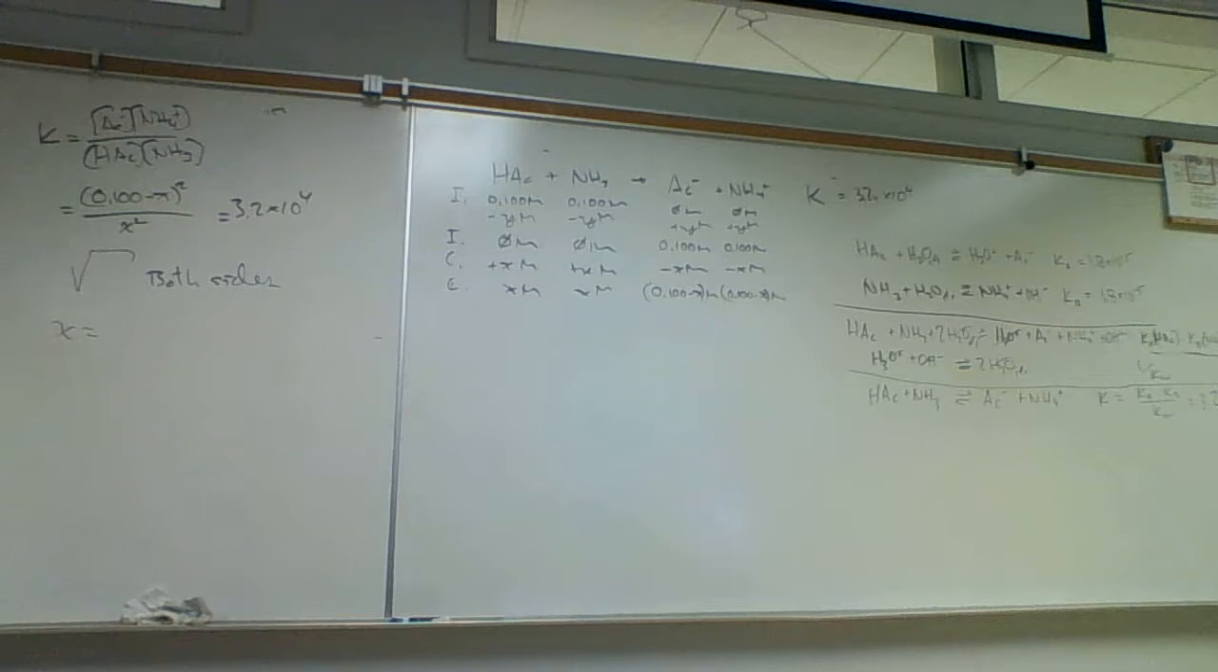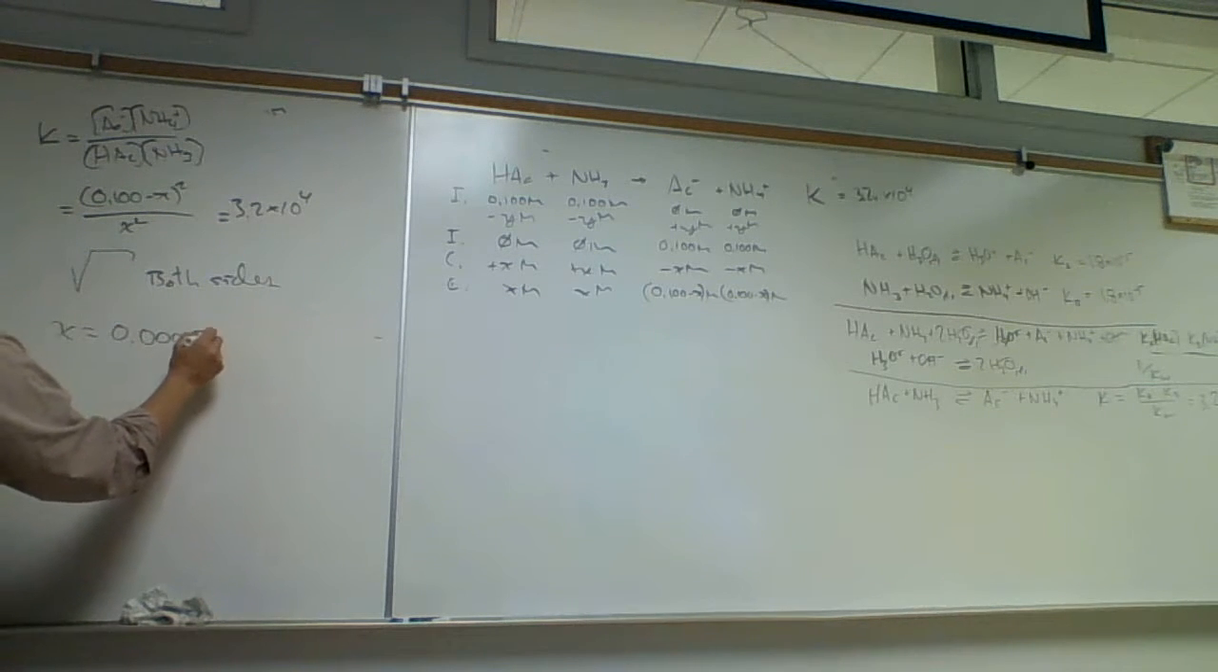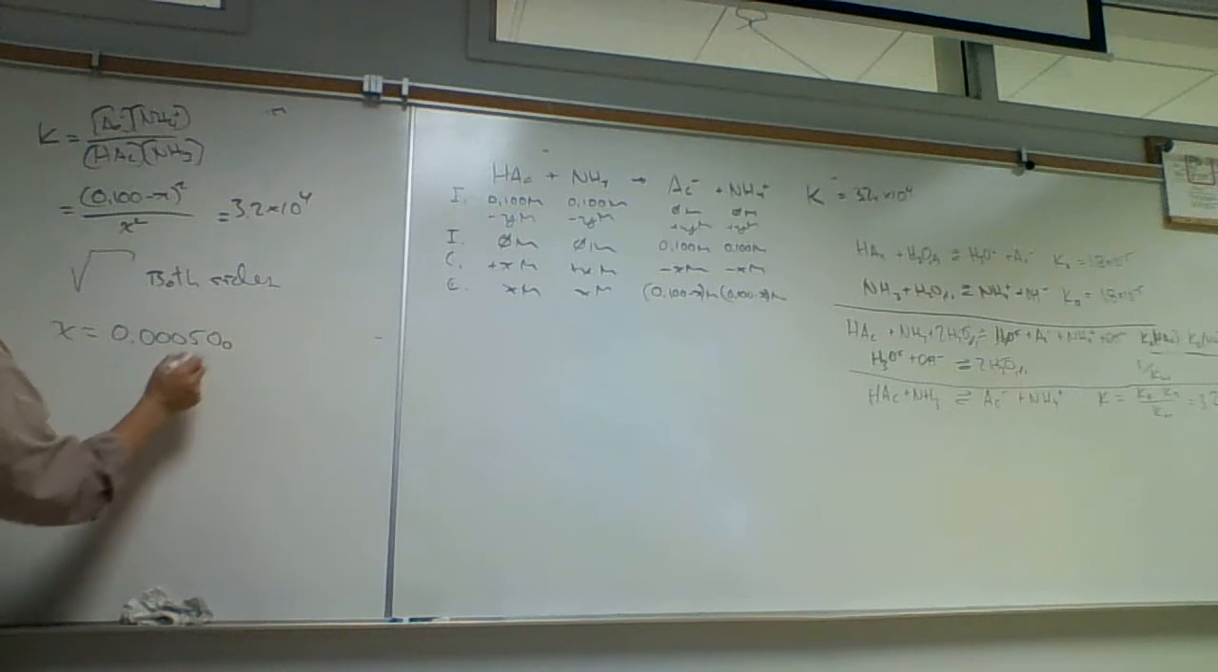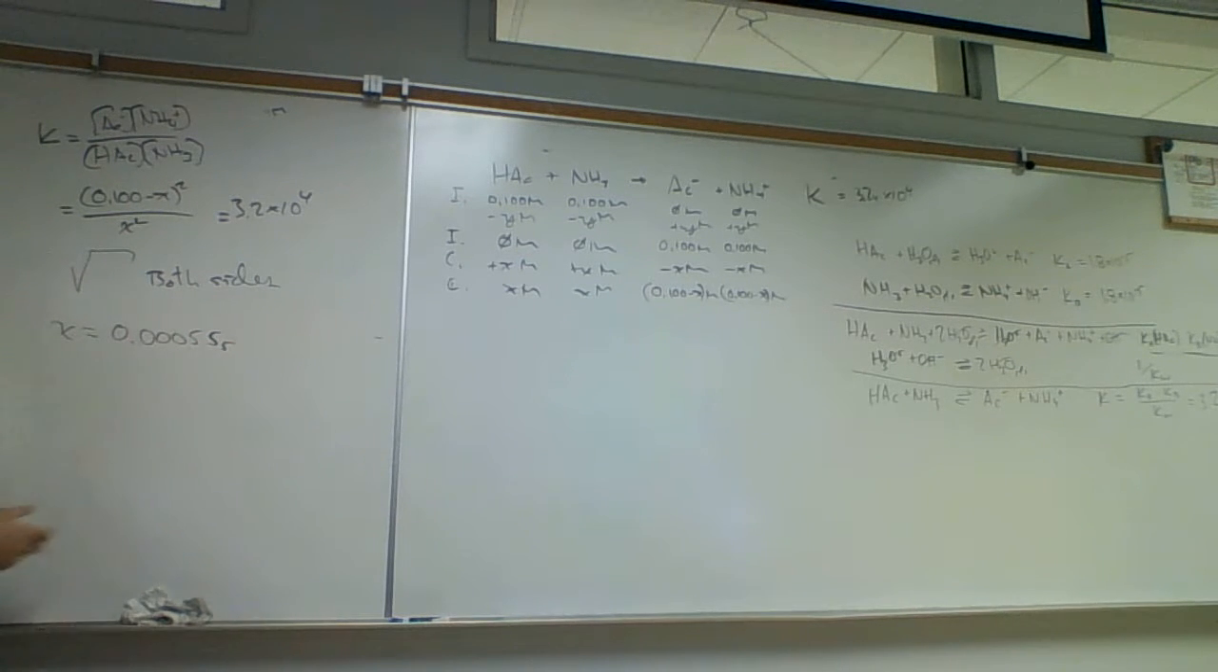So does somebody have x? 0, 0, 0, 3 zeros. Triple zero five, and then zeros after that? Which is 5 repeating. Oh, 5. Okay. 5, 5, 5.